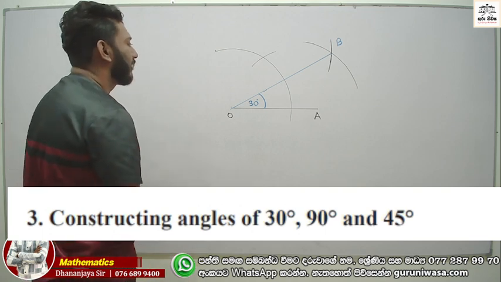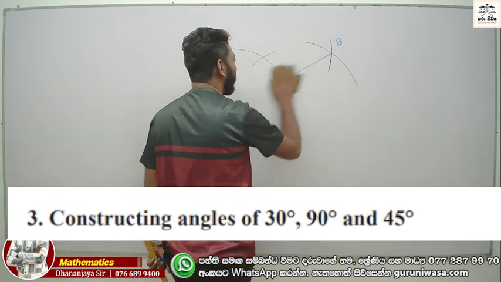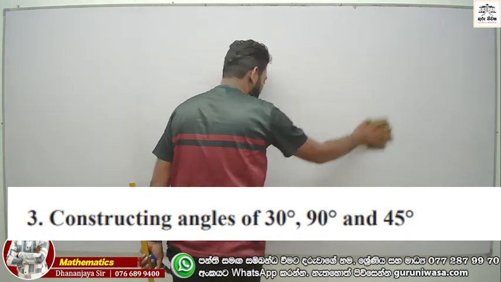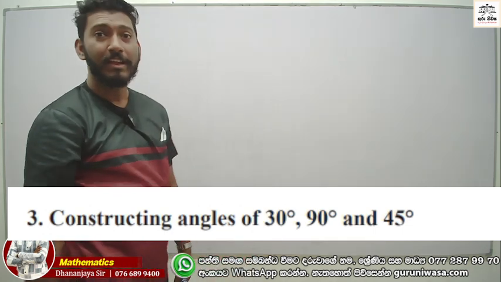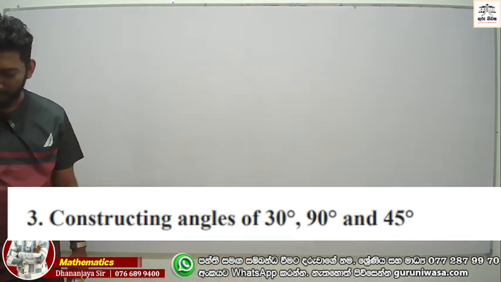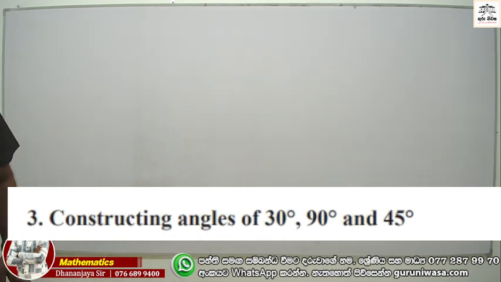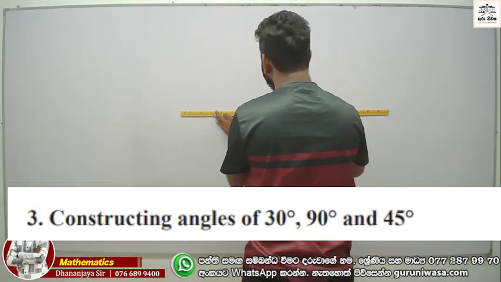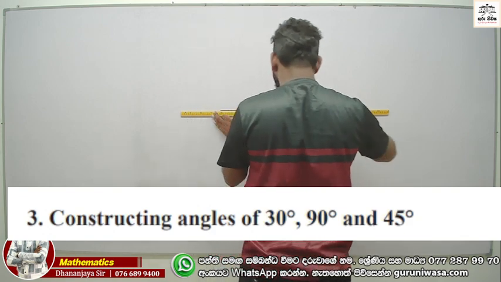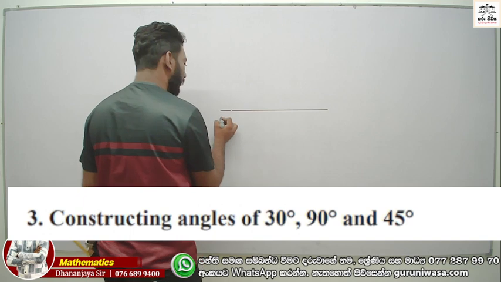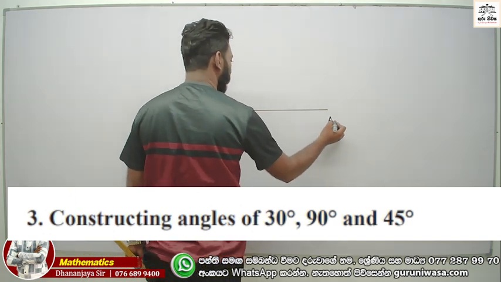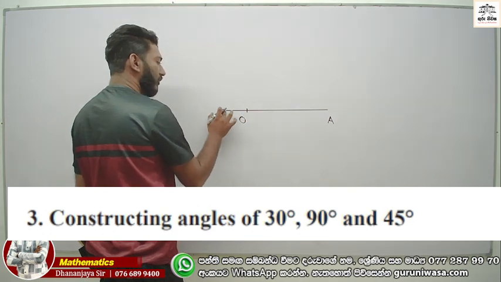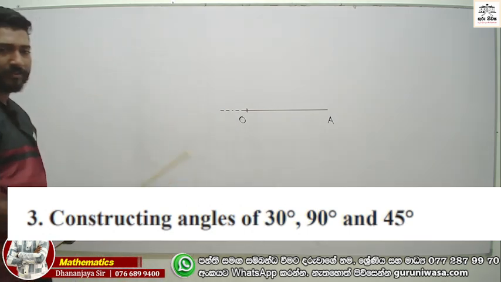Right. Now same thing. How to draw the 45 degrees? Yes, because 45 degrees is equal to half of the 90 degrees. Firstly, you need to draw the 90 degrees. Now this is a straight line, and this is O, this is A. Now I am going to extend the line, and this one is used as O, right? This is the extended part.